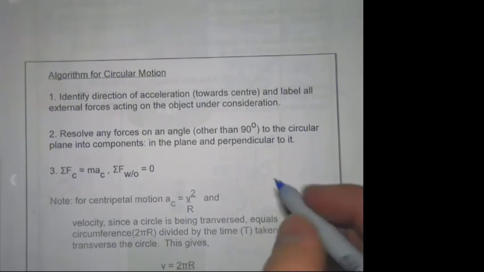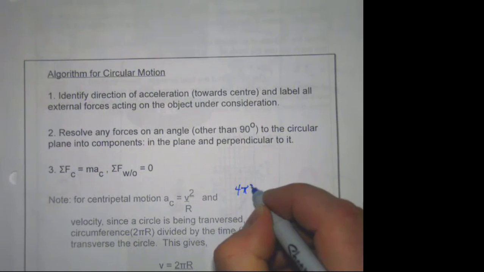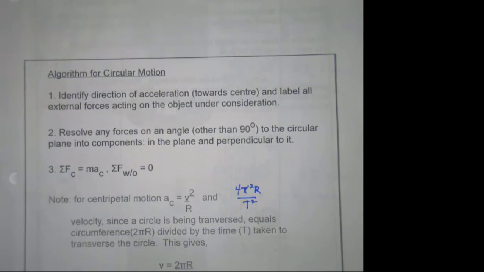That new expression is 4 pi squared r over t squared, and that'll be on your formula sheet. As long as you know what t stands for, it's not just any time, it's the time it takes to go around a complete circle.